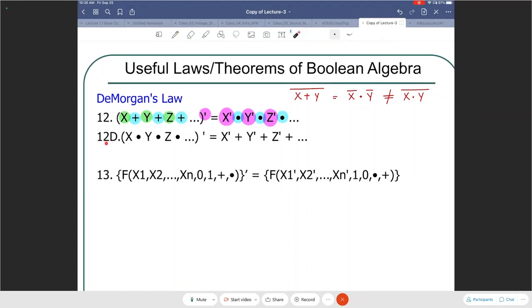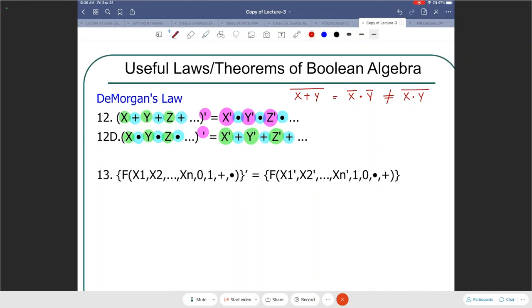Now let's talk about 12D, which is the dual of property 12. It says that if you have the ORs and the ANDs switched, then De Morgan's law has its dual. So over here we have, on the left side, X, Y, Z, and so on, many variables. And on the right side, you have X complement, Y complement, Z complement, and so on. And also, the complement on the left side is actually making that inversion possible. The operators also get complemented. So all ANDs are becoming ORs.